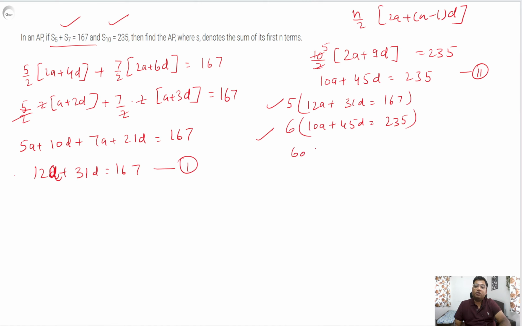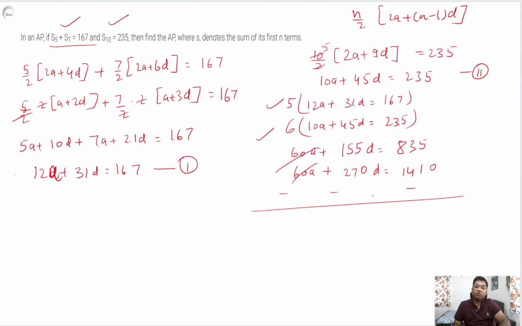As a result, what do I get? 60A, 5 ones are 5, 5 threes are 15, 155D, and 5 sevens are 35, 5 sixes are 30, 3 carry 3, 5 ones are 5, 3 is 8. And here I will get 60A plus 6 fives are 30, 0 carry 3, 6 fours are 24, 27, 270D, and 6 fives are 30, 0 carry 3, 6 threes are 18, 21, 1 carry 2, 6 twos are 12, 14. And I'm going to subtract the two equations. So 60A and 60A cancel out, 10 minus 5 is 5, and 6 minus 5 is 1, and 2 minus 1 is 1.